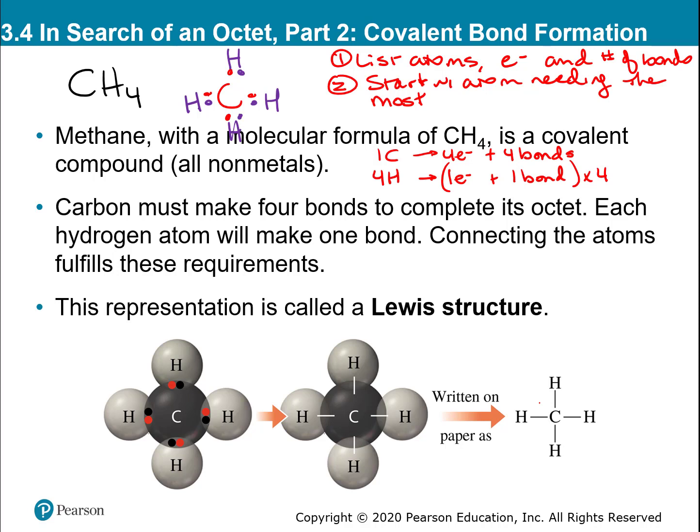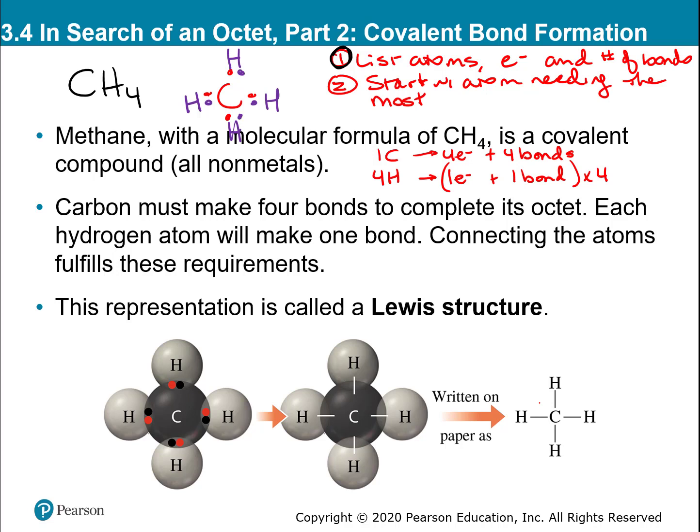For covalent molecules, the formula tells you the exact number of atoms. I don't have to do any charge swapping or anything like that. The formula tells me how many. So CH4 tells me that I have 1 carbon and 4 hydrogens. So the rules: what I do is I list the atoms, and I list how many electrons and how many bonds each of them needs.